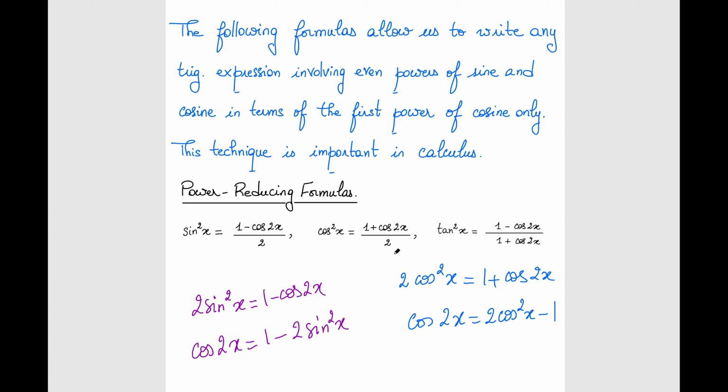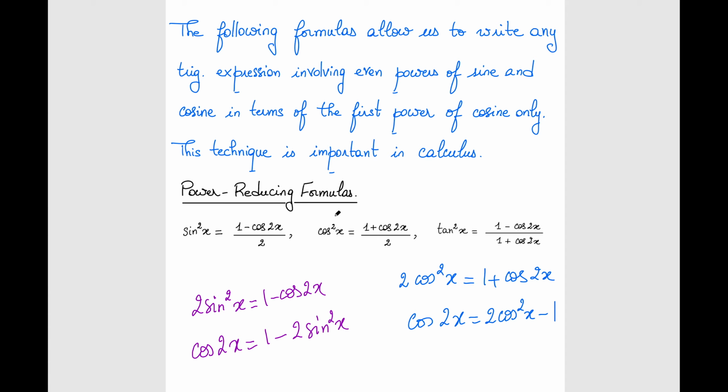Makes sense? And the last one, how about the last one? Where does it come from? Tangent squared x equals 1 minus cosine 2x divided by 1 plus cosine 2x. Well, tangent of x is sine over cosine, right? So tangent squared is going to be sine squared over cosine squared of the same angle, x. So you get this guy over this guy. And what's this quotient between this and this? Isn't it what you see on the screen? Isn't this guy then? Okay.